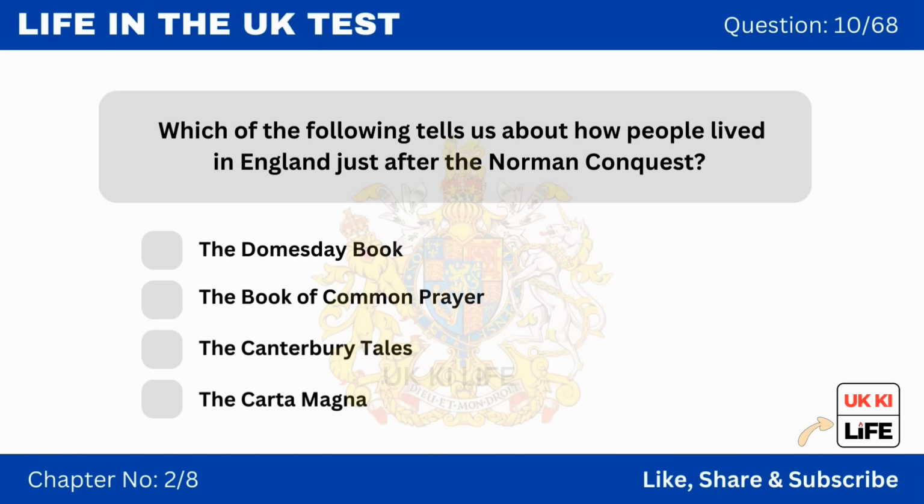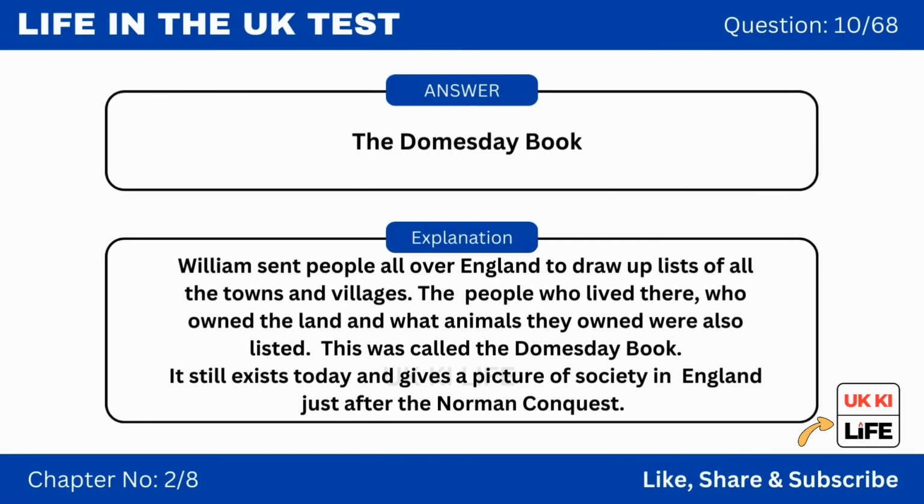The correct option is A. Explanation. William sent people all over England to draw up lists of all the towns and villages. The people who lived there, who owned the land and what animals they owned were also listed. This was called the Domesday Book. It still exists today and gives a picture of society in England just after the Norman Conquest.